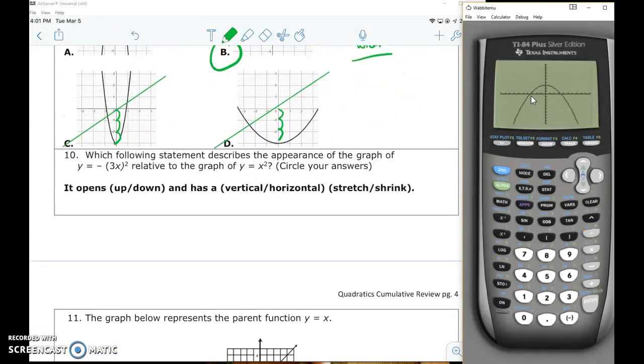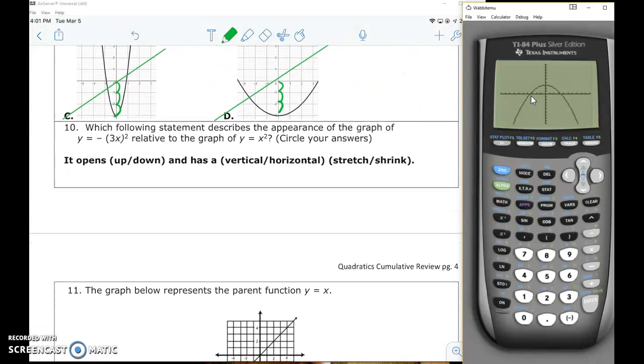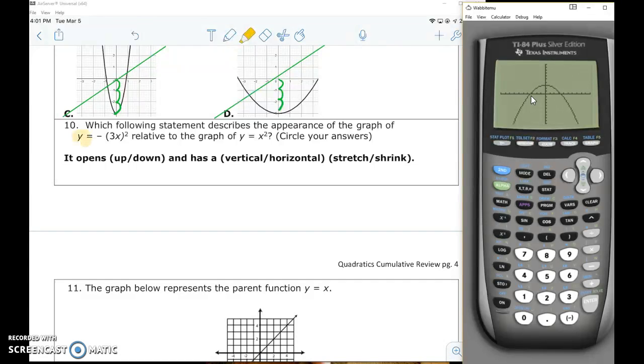Number 10. Which of the following statements describes the appearance of the graphs of y equals negative 3x squared relative to the graph of y equals x squared? So relative to the parent function. The negative means we have a reflection, so our graph opens down.